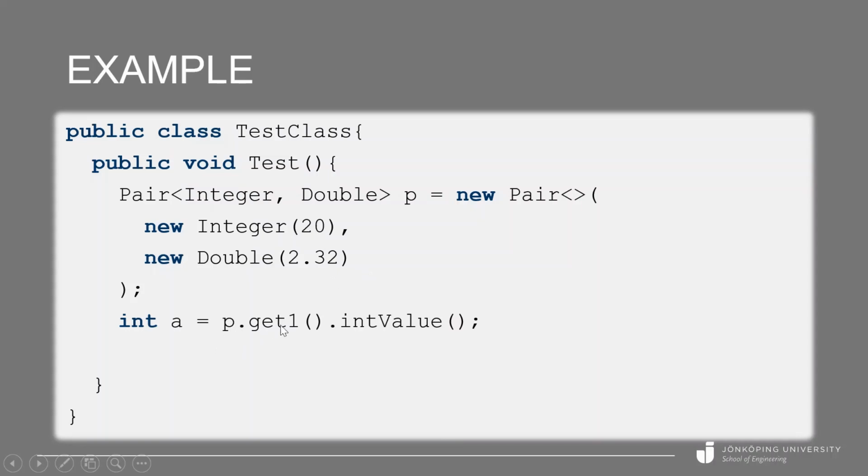Then when we say p.get1, we get the Integer object, and to retrieve 20 from that Integer object, we call the intValue method on it. And for the Double object, when we say p.get2, then we get this Double object, and to get the double value from it, we call the doubleValue method.